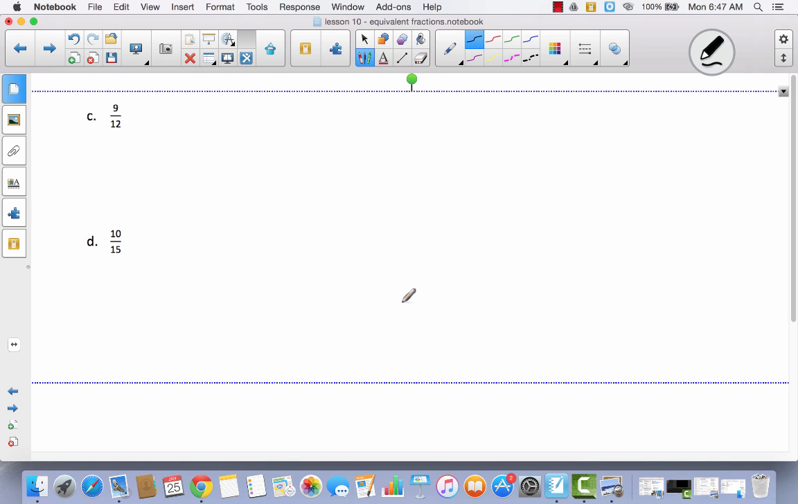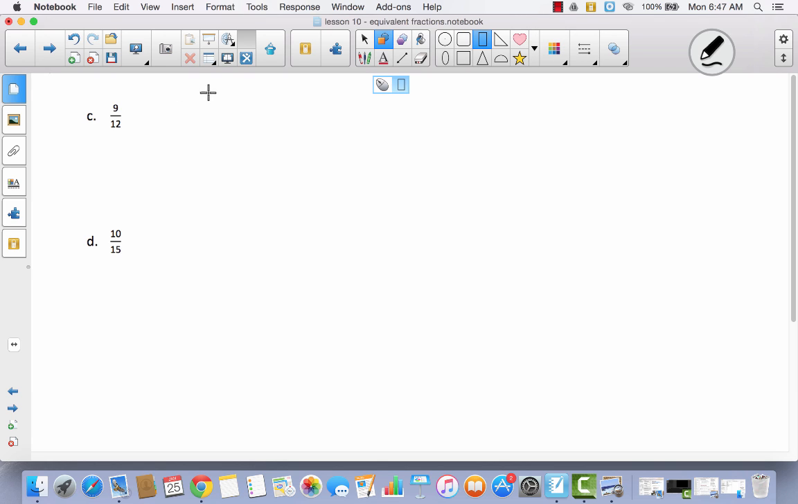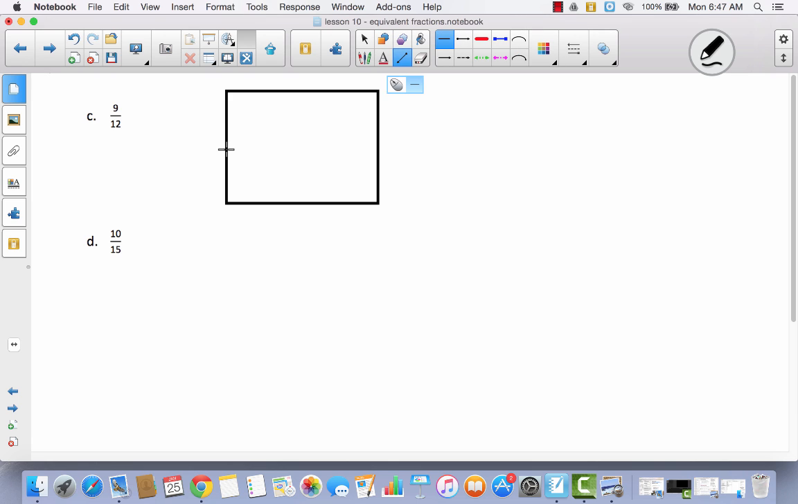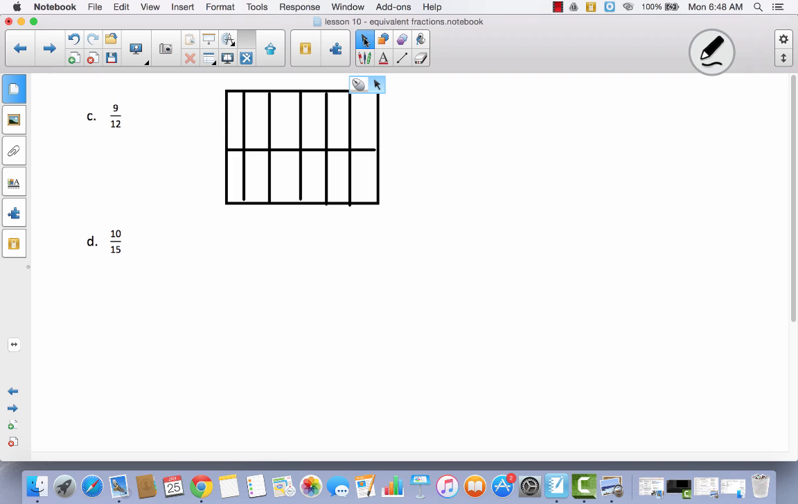All right, let's try C. So this time we're going to do 9 twelfths. So I've got my area model here. And to do 12, I think I'm going to do this just like I did last time. I'm just going to go right down the middle horizontally, and then one right down the middle vertically. And then I'm going to divide each into thirds like this, so that I'll end up with 6 on this side and 6 on this side, which should give me a total of 12. So let's count and see if we have 12 here. 1, 2, 3, 4, 5, 6, 7, 8, 9, 10, 11, 12.